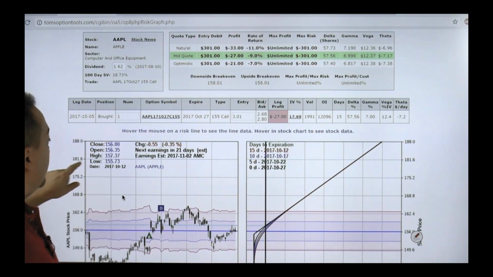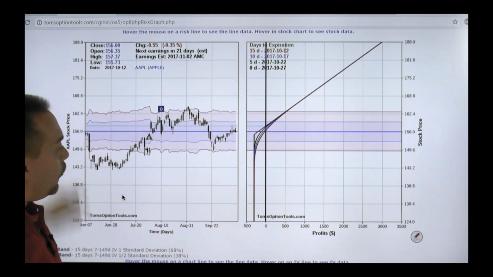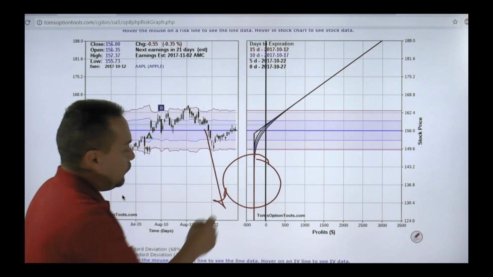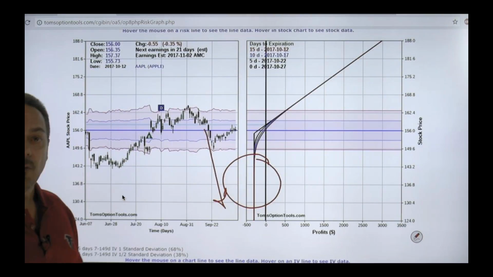Now, how did that end up working out? Well, we'll show you that in a minute. The worst case scenario that can happen, and we know this, is that Apple trends down. If it trends down, the most we stand to lose is what we put into the option.